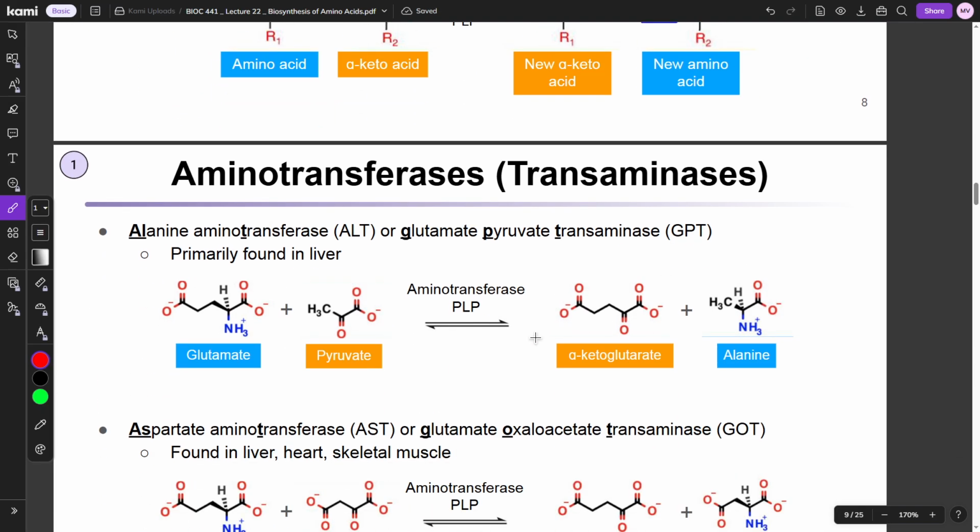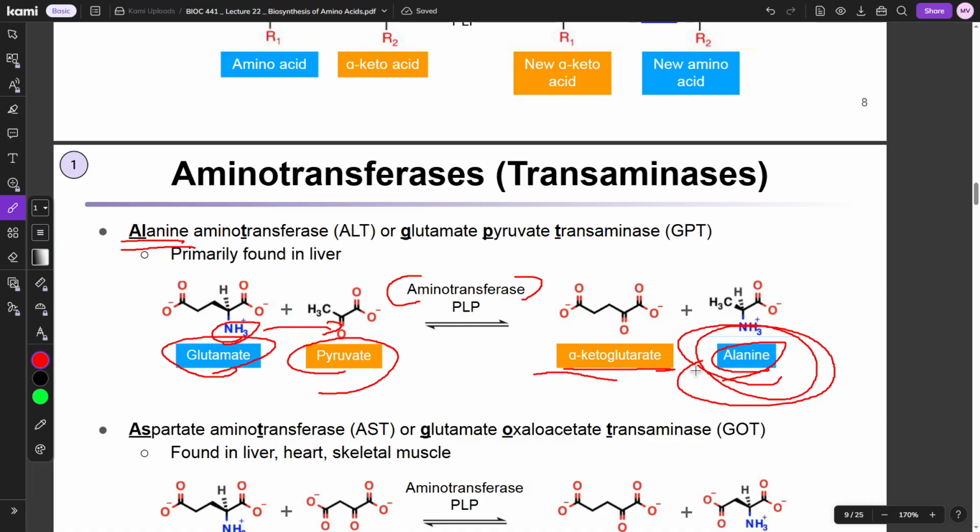So here's an example of how this works. Here we have a glutamate and a pyruvate, and you're going to use an aminotransferase and PLP. What that does is it takes the amino group here and attaches it here instead. So it takes this and switches it right here. And so you're going to get alpha ketoglutarate and alanine. So this is an alanine aminotransferase because it creates alanine.